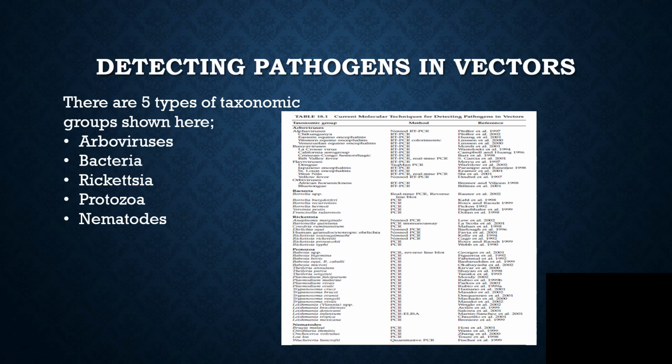Now, in molecular epidemiology, we tend to see different patterns or peaks of an emerging pathogen, and it helps us understand the behavior and adaptation of these pathogens. Specifically, how do pathogens do that in vectors is what we'll also see when it comes to these taxonomic groups. On the right side, you have a table, Table 18.1. You have the current molecular techniques for detecting pathogens in vectors, all of which you see in each taxonomic group. Mostly you'll see reverse transcriptase PCR and so forth, but for the most part, it's PCR.